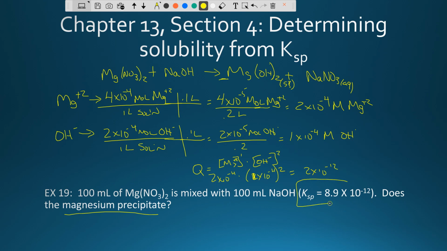Okay, and what do we see? We see that this is my Q. My K value is 8 times 10 to the negative 12th. So that means that my KSP is actually larger than my Q. And so what does that mean? That means no, there is no precipitate being formed.